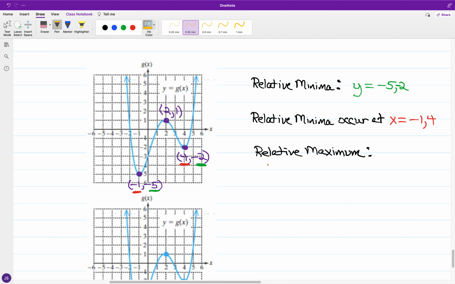Now for the relative maximum, there's only one peak point, and we have that at y equal to 1. The relative maximum occurs at the corresponding x value, which in this case is 2.